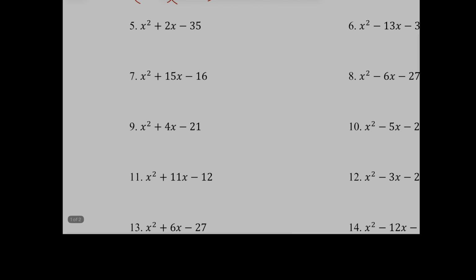Okay, let's do the other one. Third term is negative. Signs are different. What multiplies to 35 and subtracts to 2? 7 and 5. 7's the bigger one. It gets the sign of the plus. Okay?